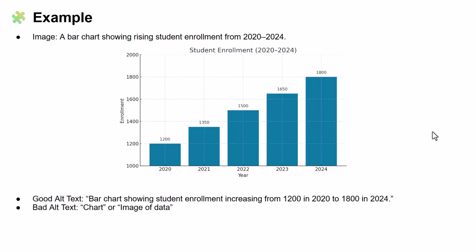So let's look at some examples. In this image, we have a bar chart that shows the rising enrollment from 2020 to 2024. A good alt text would be to say essentially that, maybe include a few of the data points depending on how much detail we want to get: bar chart showing student enrollment increasing from 1,200 in 2020 to 1,800 in 2024. What we don't want to do is just say chart or image of data.